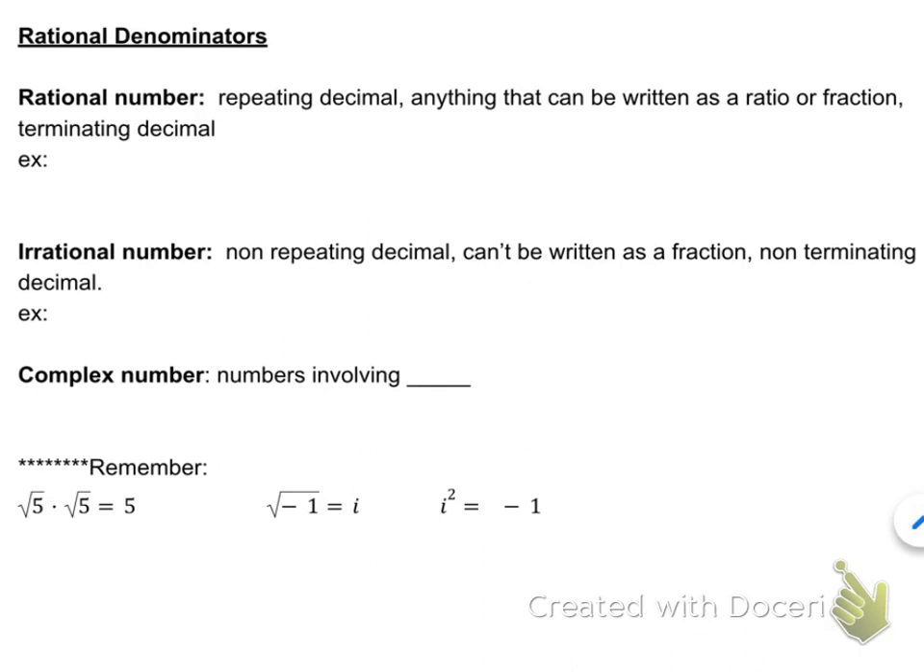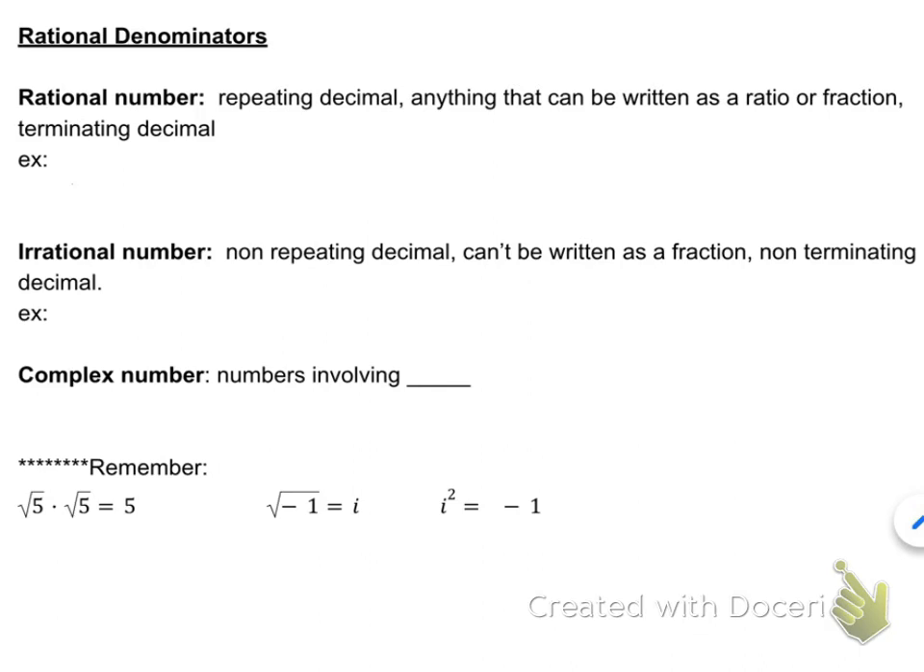The first one is, what is a rational number? I actually have it telling you right there. It's a repeating decimal. It's anything, guys, that can be written as a ratio or a fraction. Terminating decimals are also rational numbers.